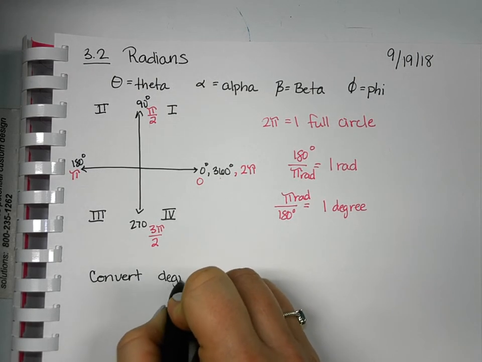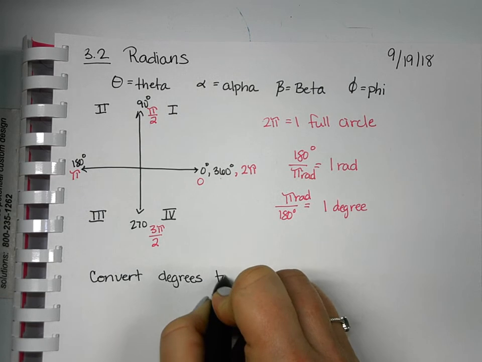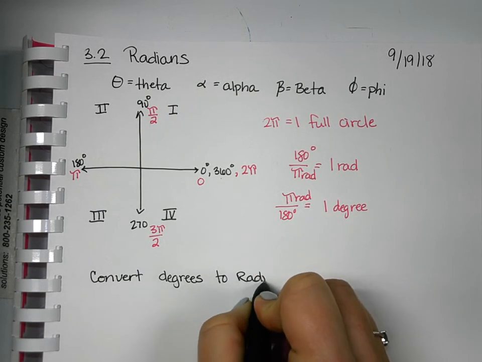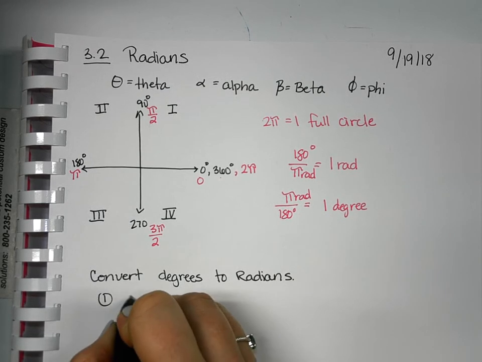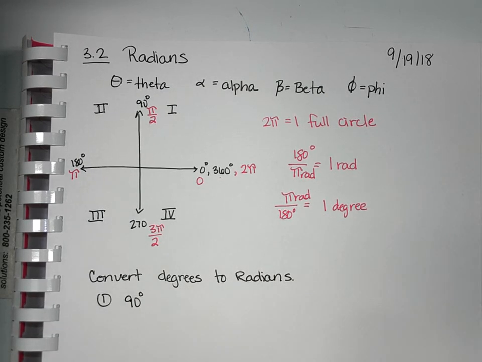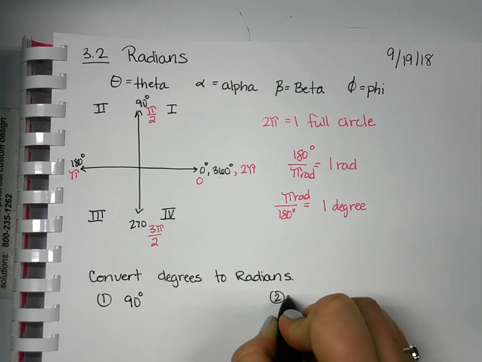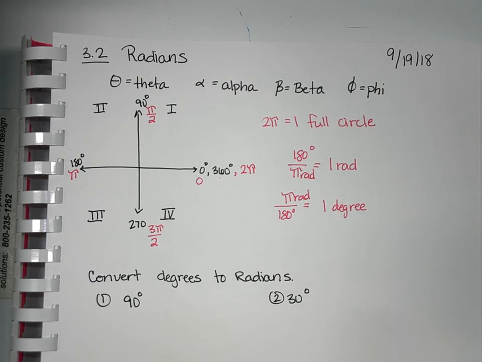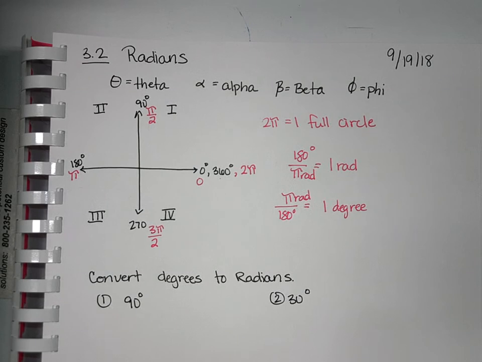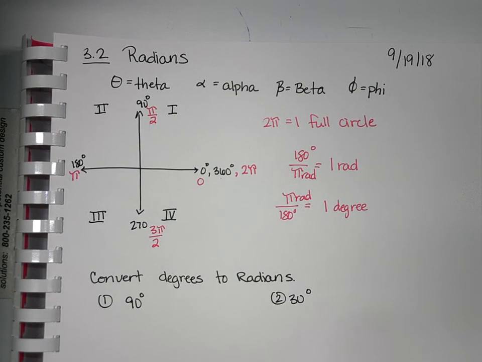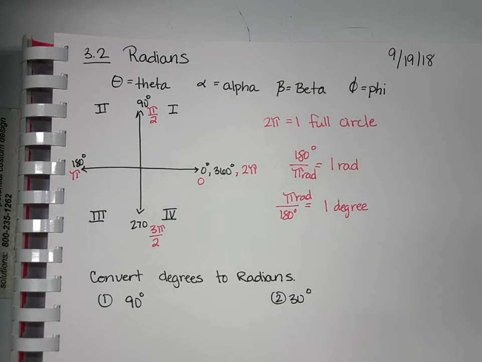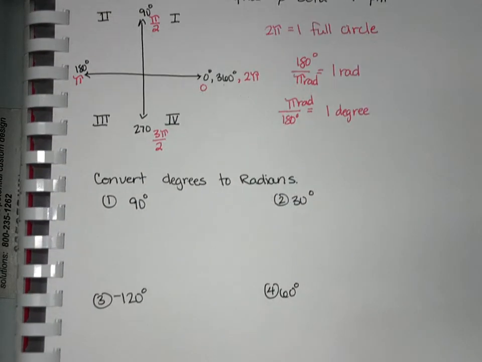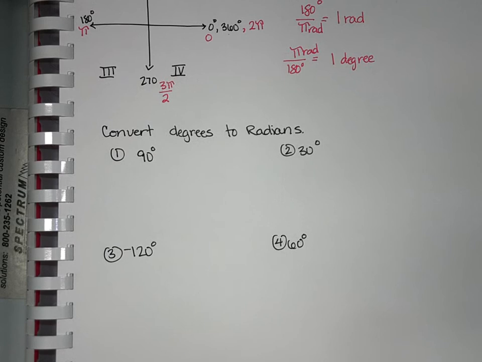So we're going to convert degrees to radians. We're going to convert 90 degrees, 30 degrees, negative 120 degrees, and 60 degrees. These are the four that we're going to convert from degrees to radians.